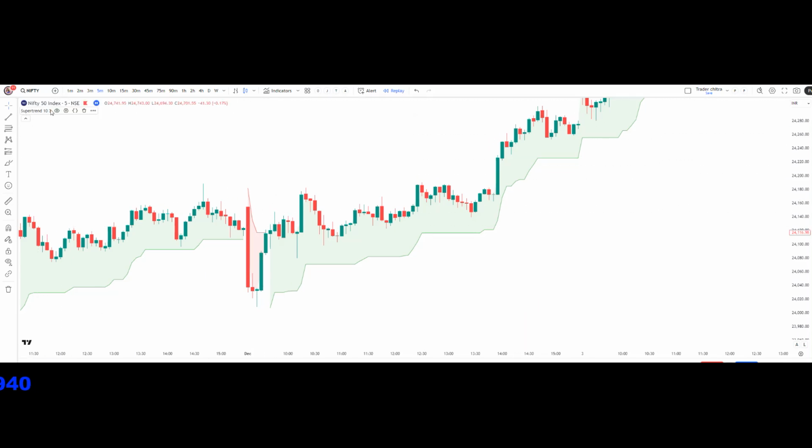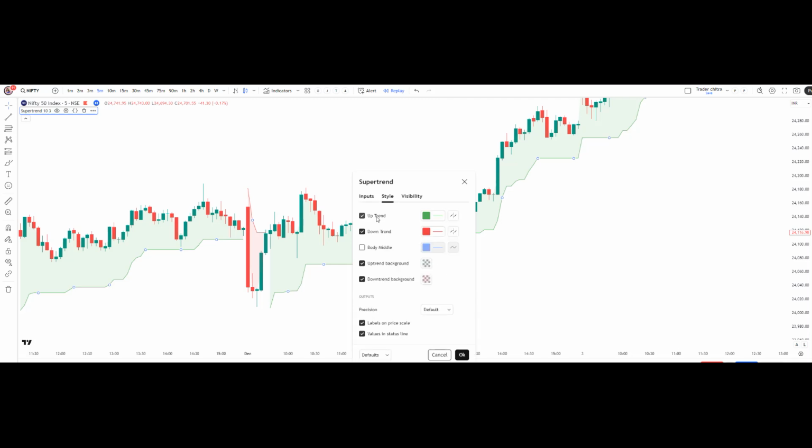I have added the Super Trend. The settings I have not changed anything. It is default settings only. ATR length is 10 and the factor is 3. Here the uptrend will show green in color and the downtrend is red in color. If you want thick lines, you can change that to thick lines. After that you can change the uptrend background and downtrend background also. You can give good shades also if you want to. And after that you can click on OK.